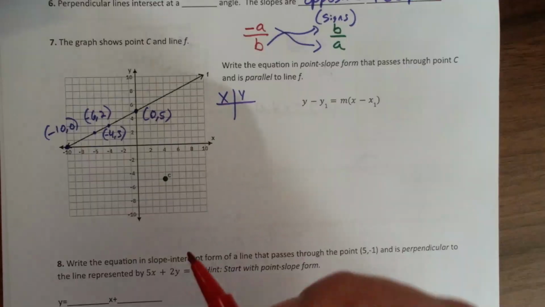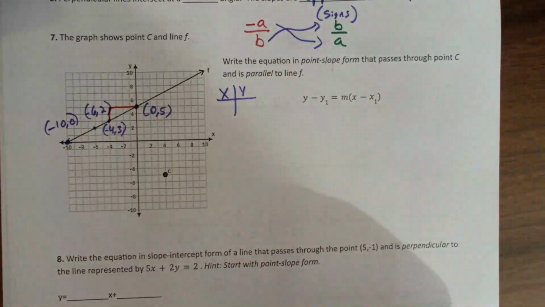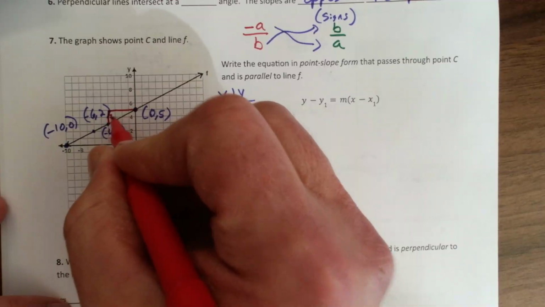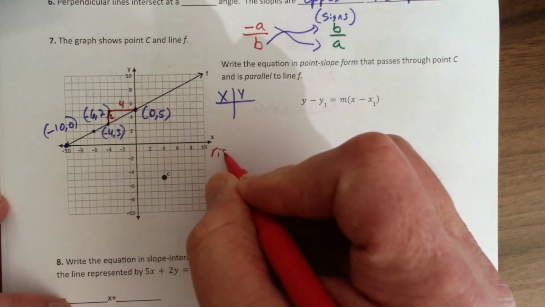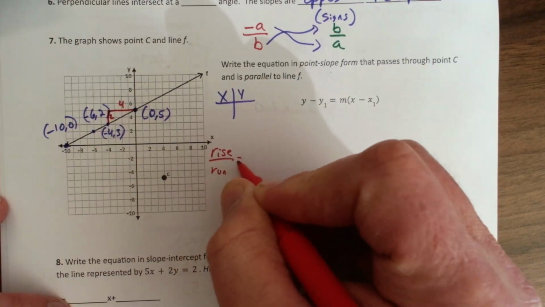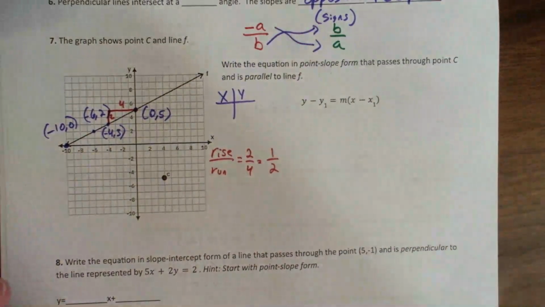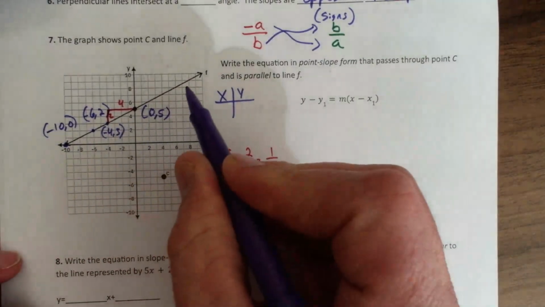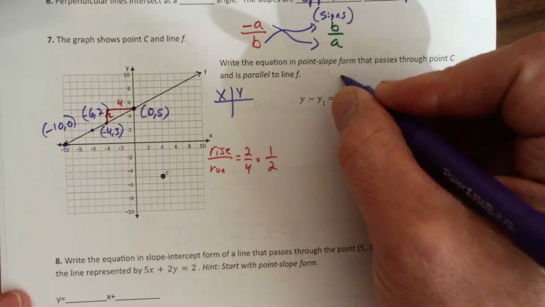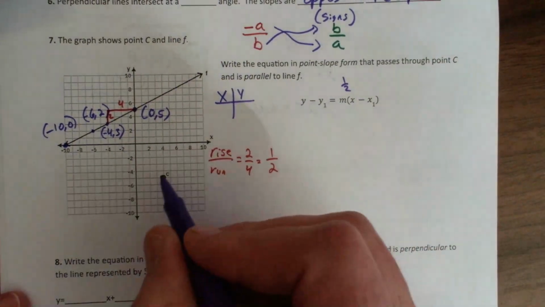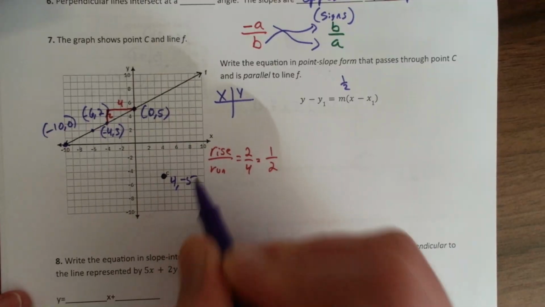The other option I have here is because I have these points, I can do rise over run. If I'm doing rise over run, this rises 2, runs 4. So rise over run says it went up 2, it went over 4. So my slope is 1/2. As it's going to the right, it's going up, so it's positive. Okay, so I know my M. My M is 1/2. Now I need it to go through this point. The point is 4, negative 5.